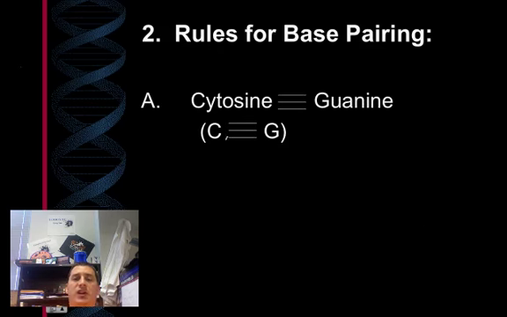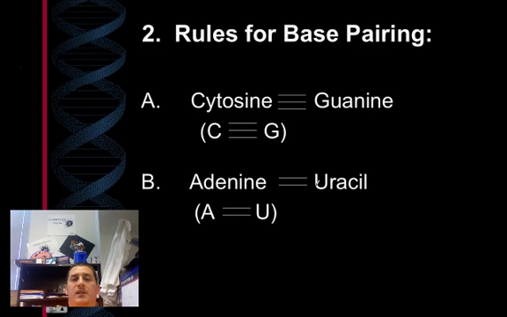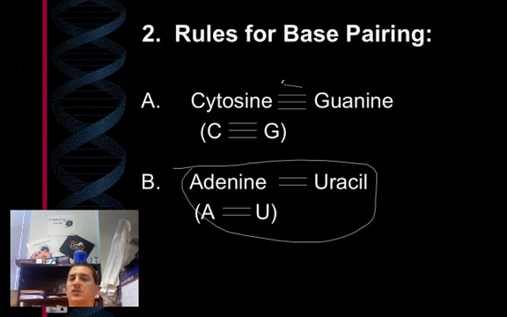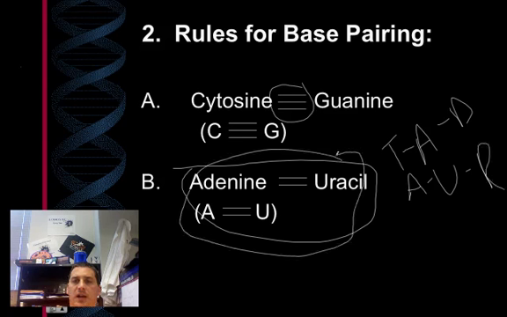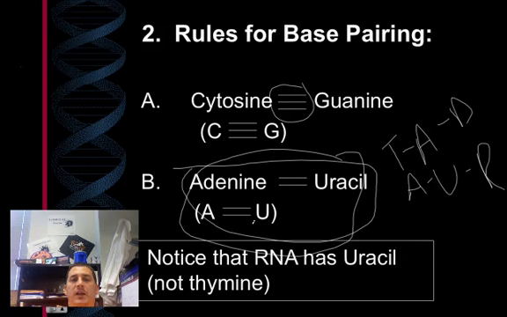The only thing that's going to change is that instead of having an A to T like we did in DNA, now we have an A to U. So our C's and G's are still going to be paired up together with three hydrogen bonds. But now instead of having A to T, we have A to U. The big difference. This is DNA, this is RNA, okay? A to U is the big difference when we're talking about DNA and RNA.